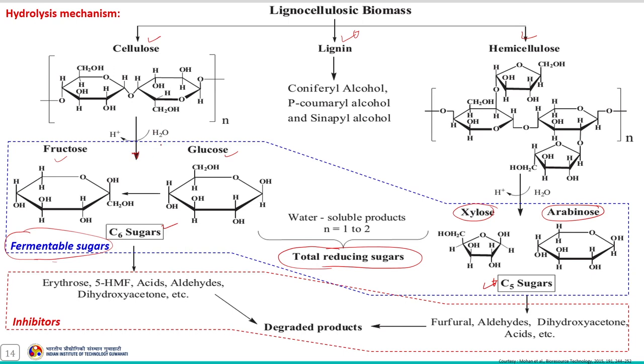During this hydrolysis stage, degradation of the C6 sugar is possible, which may get converted into erythrose, 5-HMF, acids, aldehydes and dihydroxyacetone. Similarly, the degradation of the C5 sugar may result in the formation of furfural, aldehydes, dihydroxyacetone and acids, and these are inhibitory products which may inhibit the fermentation process.